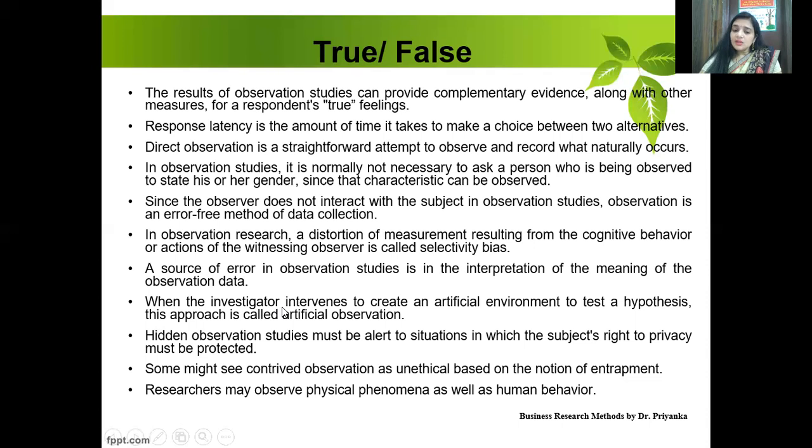Next, when the investigator intervenes to create an artificial environment to test a hypothesis, this approach is called artificial observation. Is it artificial observation? It is basically artificial observation, but it has a name: contrived observation. So it is false. Next, hidden observation studies must be alert to situations in which the subject's right to privacy must be protected. Yes, it is true. When you have a hidden observation study in your hand, then you should take care of the subject's right to privacy. And it's true.